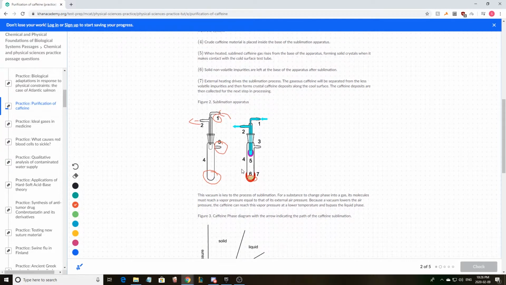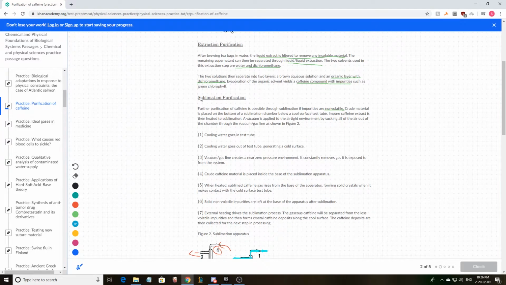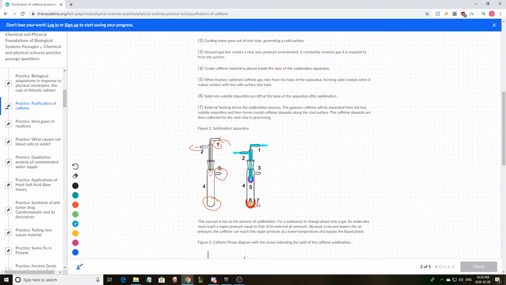So just to give you a visualization of what's happening, when you have the impure caffeine, after you do your liquid extraction, which was outlined here, you can take that crude product and put it towards the bottom of this chamber. Then you heat up the bottom of this chamber, and what's going to happen is the caffeine product that you're trying to actively purify will evaporate, and as the gaseous caffeine evaporates, it will eventually meet this cooling tube that's up here.